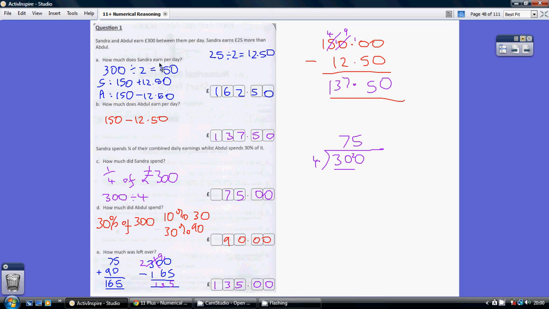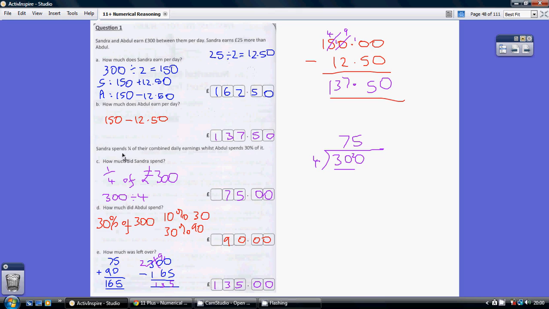So how much does Sandra earn per day? Well, she earns the greater amount, the 150. Add 12.5, which is £162.50, while in part B, Abdul earns the 150, take away 12.5, £137.50, and you can see now that there's a £25 difference between the two. I don't think that's easy until you've seen one of those before.